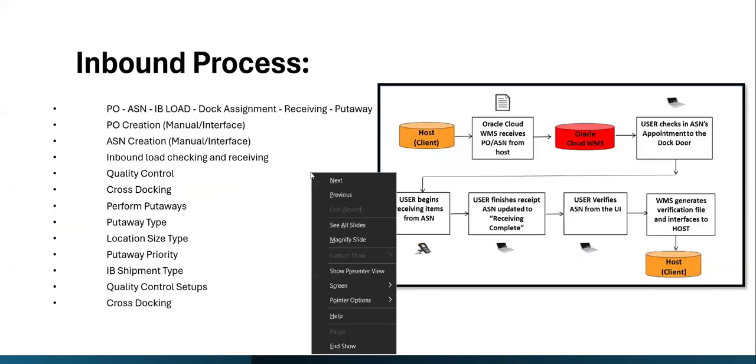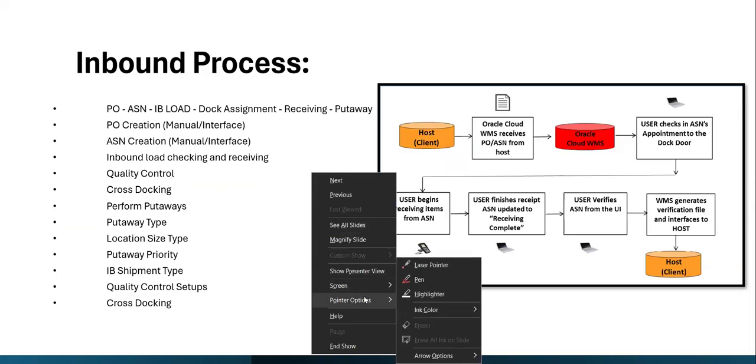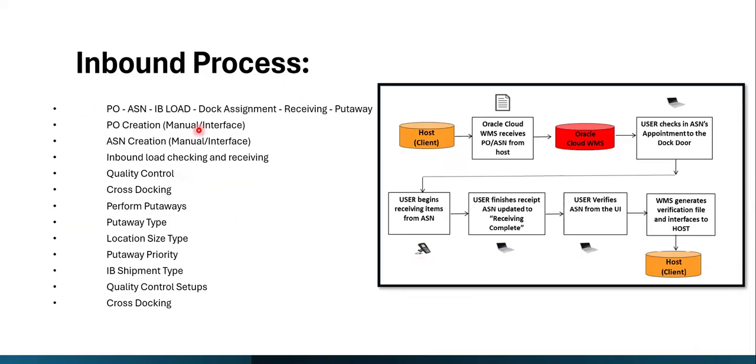Okay, in inbound, we are going to cover all these topics. We'll start from creation of purchase order. After creation of purchase order, we will see how we can create an ASN. After creation of ASN, we'll see what are the multiple ways you can receive ASN and purchase order. We'll check different types of receiving in WMS. We'll also see some scenarios like QC receiving, cross docking. And then we will see the put away strategies.